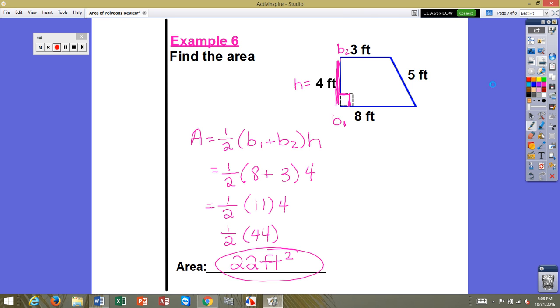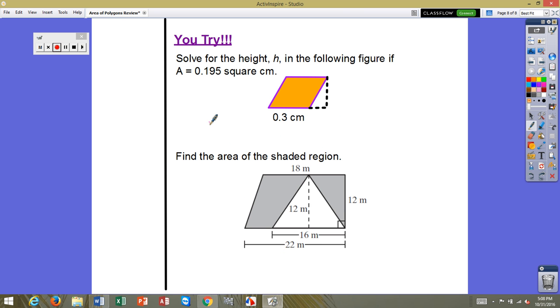All right, you are going to do a couple problems. Okay, this first one, be really careful because it gives you the area. You have to solve for the height. So think about inverse operations on that one. And the second you try is also a challenge problem because you have to find just the area of the shaded region. I'm really excited to hear your strategies for how you got the shaded area region calculated. So work on those, try your best, and we will discuss them tomorrow in class.